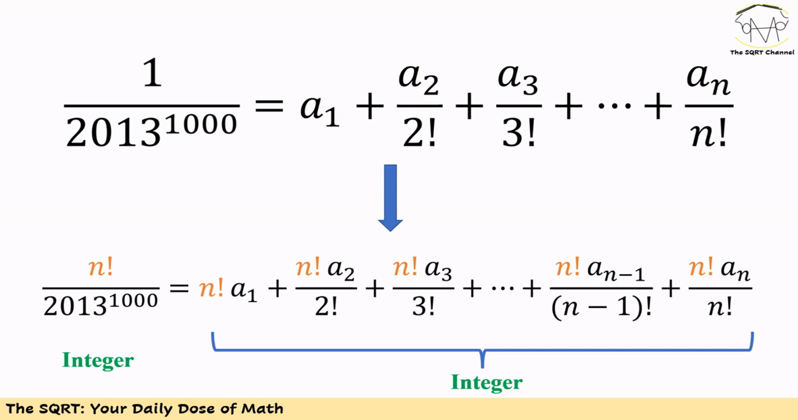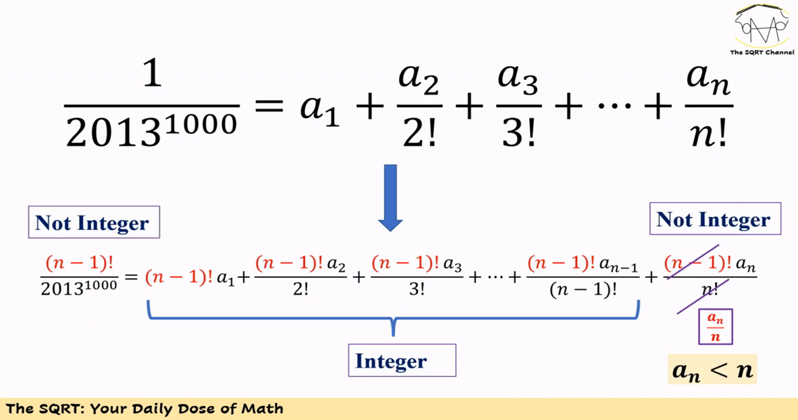The right hand side of this equation is going to be an integer based on what we saw. On the other hand, these two are equal. As a result, the left hand side of this equation should also be an integer. So we need to have an n so that n factorial divided by 2013 to the power of 1000 will be an integer. Before further discussing the solution, let's see what's special about n.